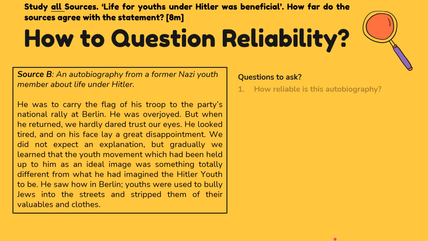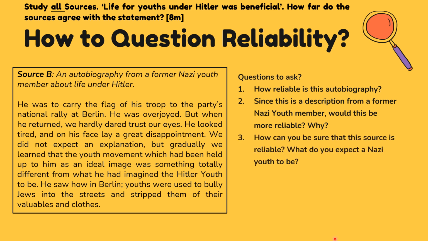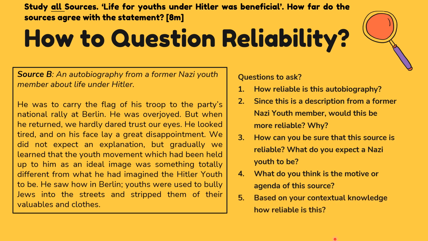So questions that you need to ask: for example, how reliable is this autobiography? Since it is a description from a former Nazi youth member, would this be more reliable? Can I trust this more? Why? And what do you expect a Nazi youth member to be? What do you think is the motive or agenda of this source? And lastly, do you think that the Nazi youths are actually doing all this? Based on your contextual knowledge, how do you know how reliable this is?